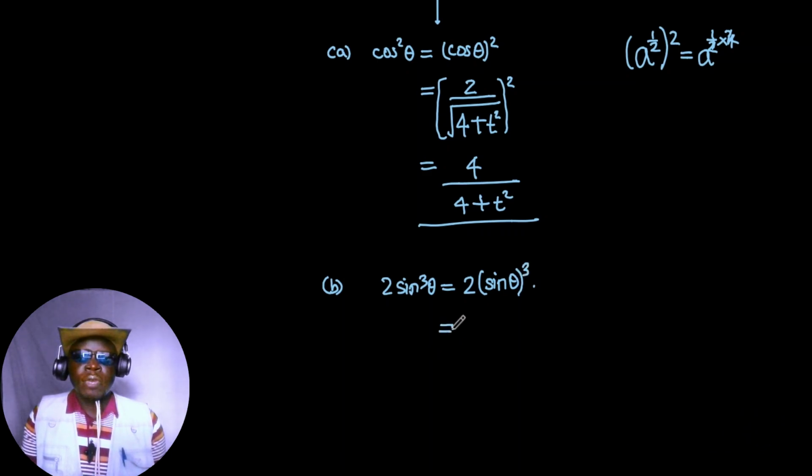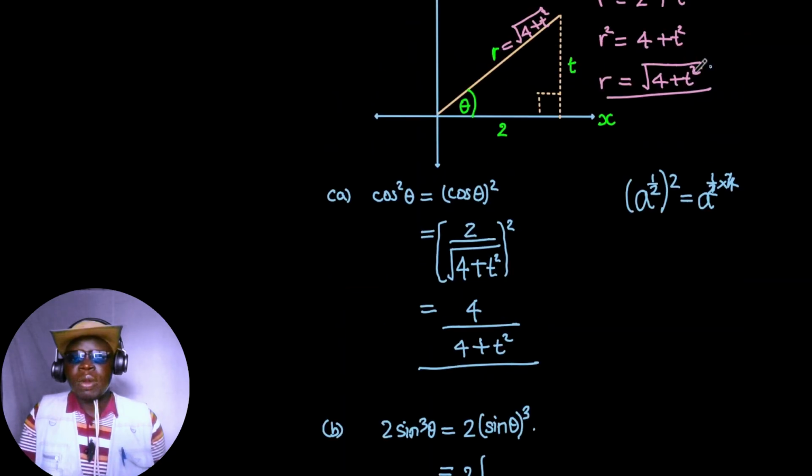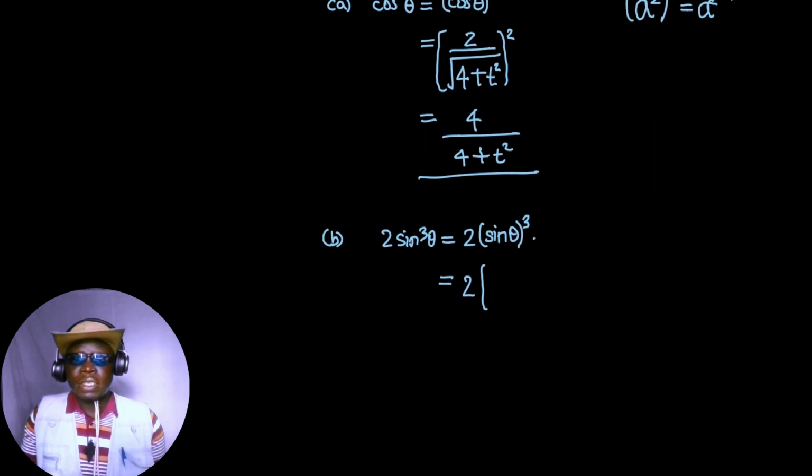Now, sine is given by opposite over hypotenuse. So from our diagram here, our opposite is t and hypotenuse is this term which looks a little bit bulky. So we have t over the square root of 4 plus t square. Now the whole thing is to the power of 3.